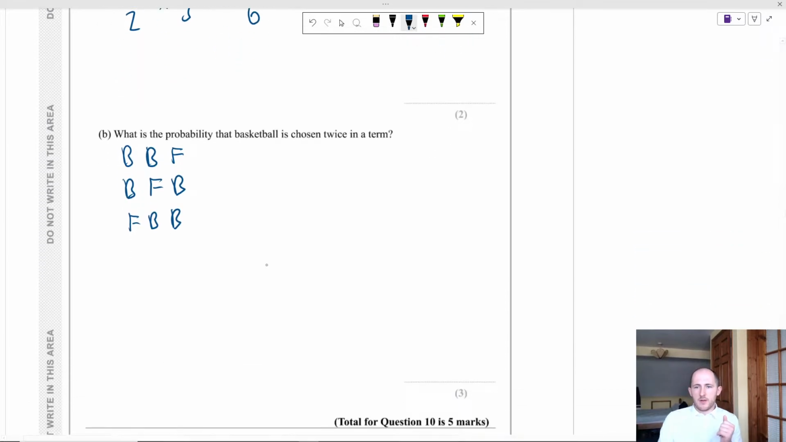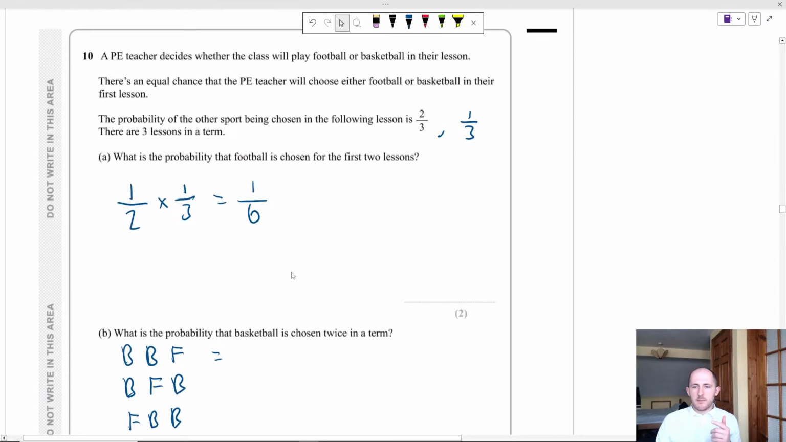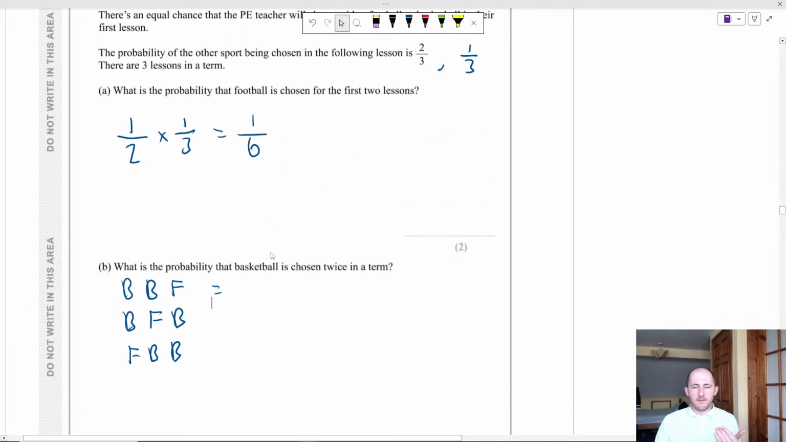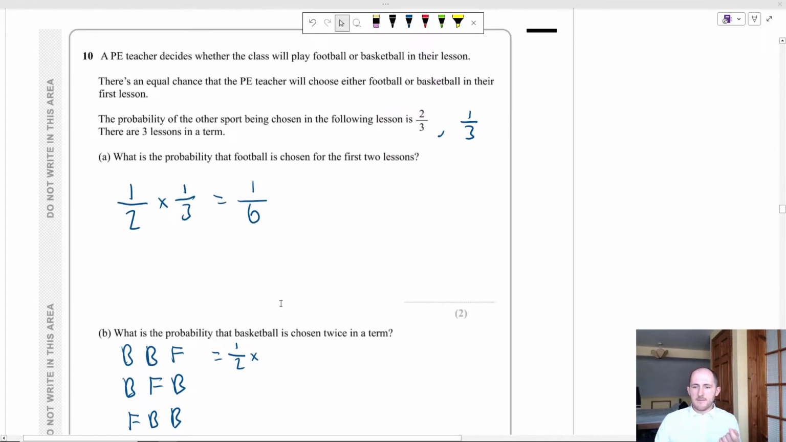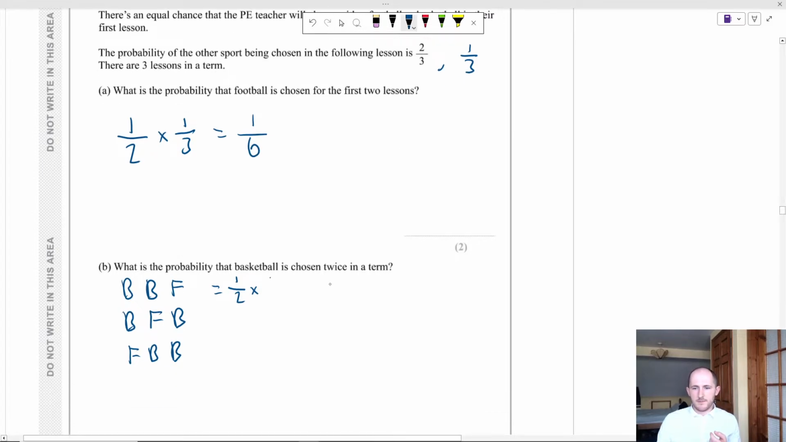But the tree is going to be really big because it's 3 kind of lessons in a term. Okay? So, probability of picking basketball first is 1/2 because there's an equal chance of getting basketball. Then getting the same lesson again is 1 in 3. Then getting the opposite lesson is 2/3. Okay? 1 times 1 times 2 is 2. 2 times 3 is 6. Times 3 is 18.